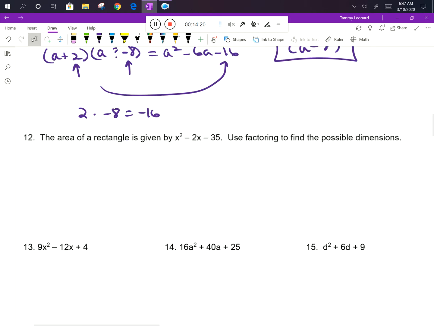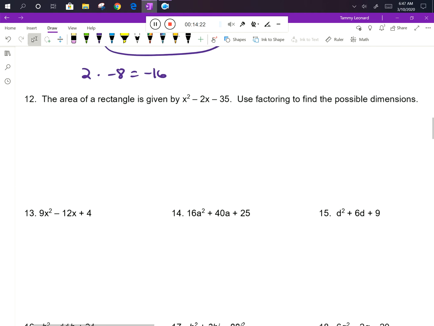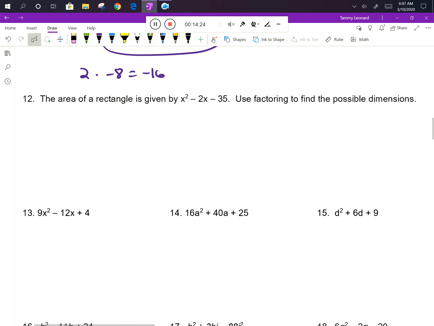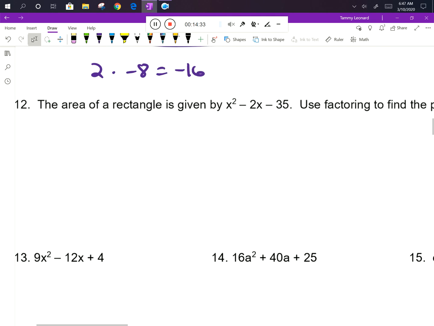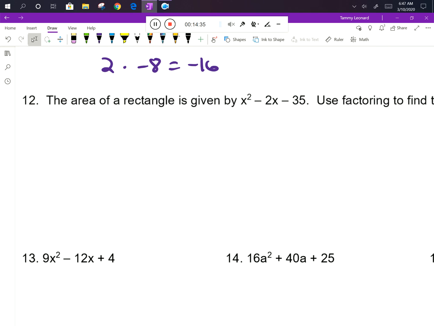12 is similar, but they don't give us the heads up of already knowing what one of the factors is. The area of a rectangle is given by x squared minus 2x minus 35. Use factoring to find the possible dimensions. So we're looking for the length and the width in terms of x. So we're just going to factor.